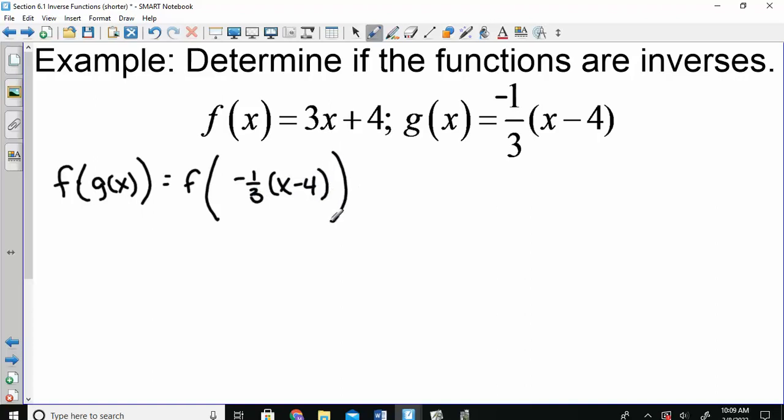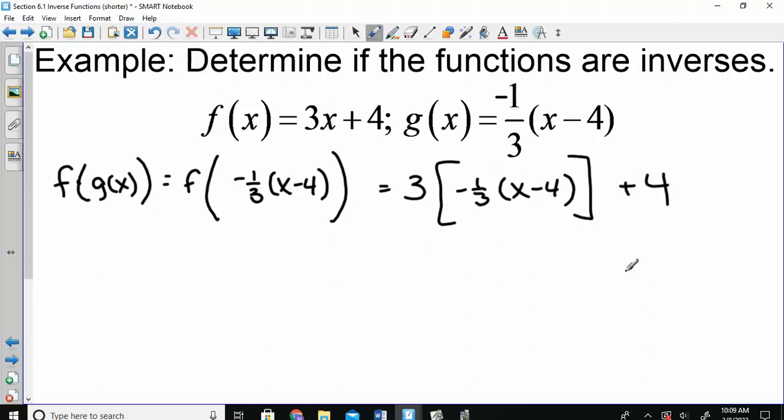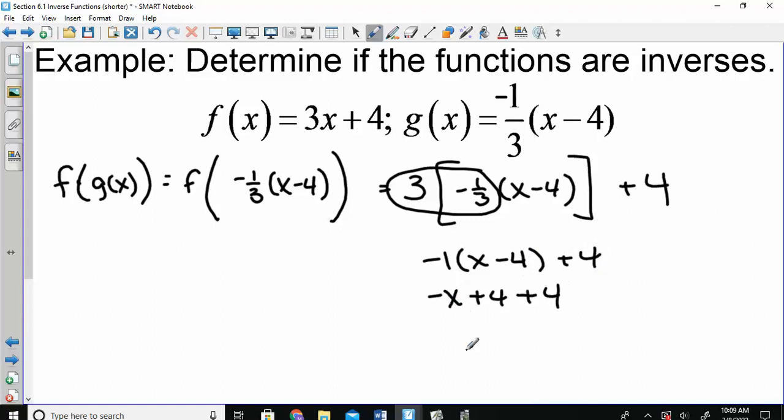So f composed with g. So I have to go to f. I'm plugging in negative 1/3 times x minus 4 plus 4. What'd you guys do first here? 3 times negative 1/3. Okay. Negative 1 times x minus 4 plus 4. So negative x plus 4 plus 4. So did we get x? No. So do we need to check anymore? No. So I know already these are not inverses. We don't have to check the other way.